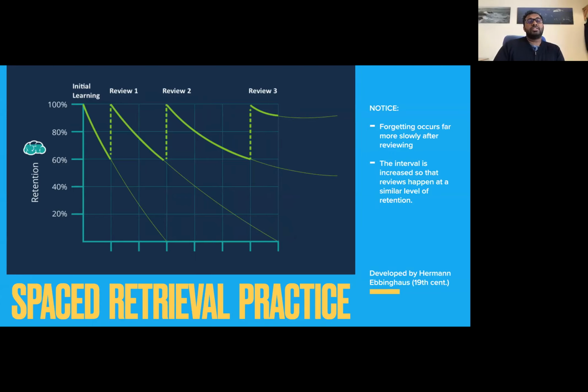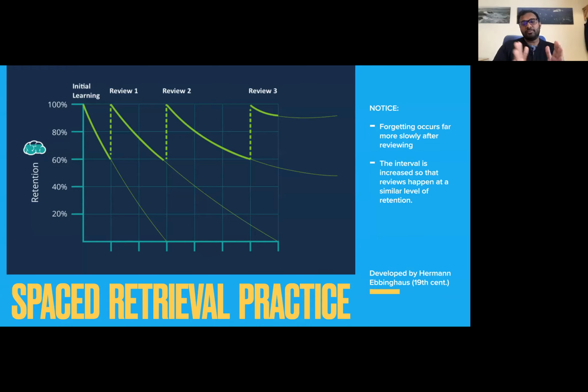So when students initially learn something, they start to forget, like everyone else, like you, like me, like all of us. They start to forget. But after a certain point, they review what they learned. And after each review, which happens several times over the course of a month, or however long, it was found that students forget far more slowly.